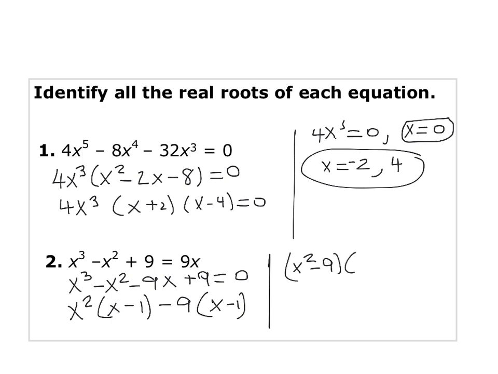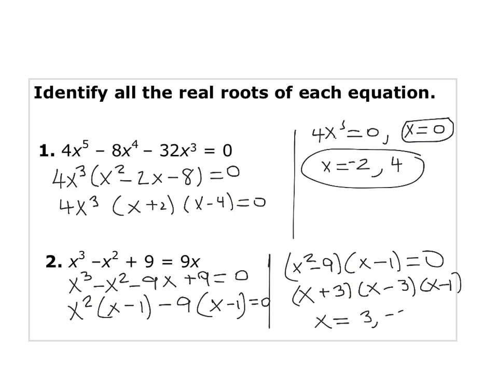I'm writing out the factors, and x minus 1 is equal to 0. So here I get x plus 3. When I factor it more, when I factor it completely, x minus 1. So I get the roots are 3, negative 3, and positive 1. So those are my roots.